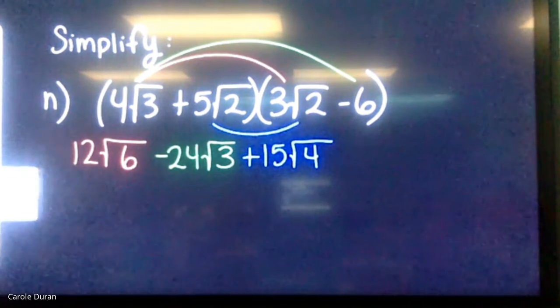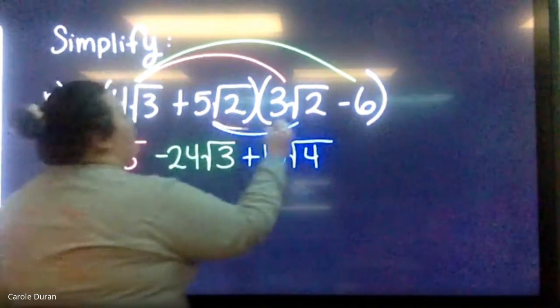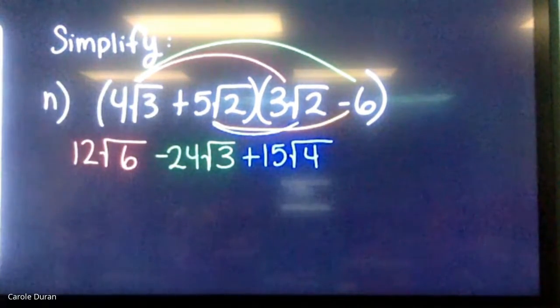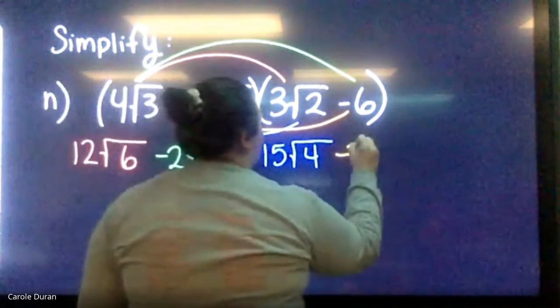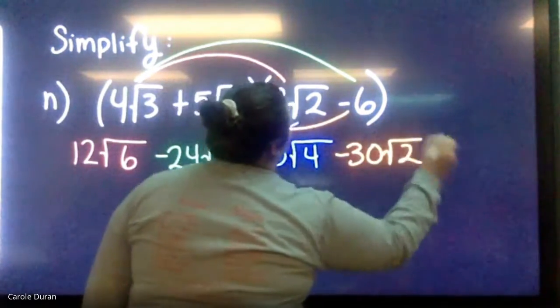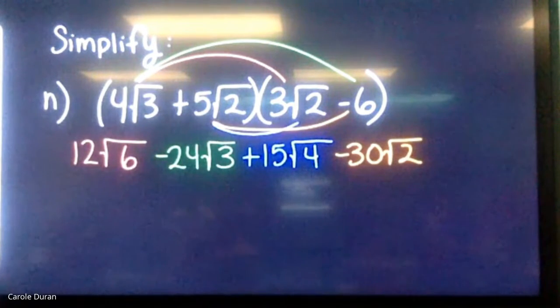And then I do my last terms. So 5 root 2 times negative 6. Multiply the 5 and the negative 6 together to get negative 30 root 2. And then it's all about simplifying from here.